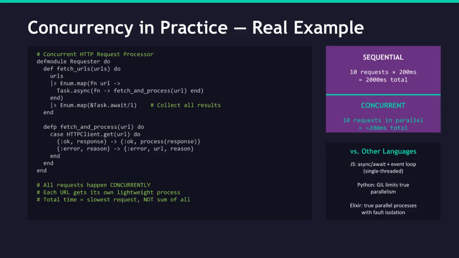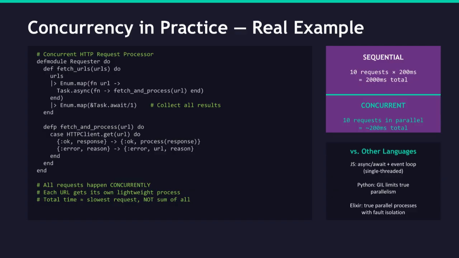The code on this slide fetches a list of URLs in parallel, and for each URL, it spawns an async task, a lightweight process that fetches and processes the response. Then it waits for all of them to finish and collects the results. The performance difference is dramatic. If each request takes 200 milliseconds, doing them sequentially takes 2 full seconds for 10 URLs, and doing them concurrently, about 200 milliseconds total, the time of the slowest single request.